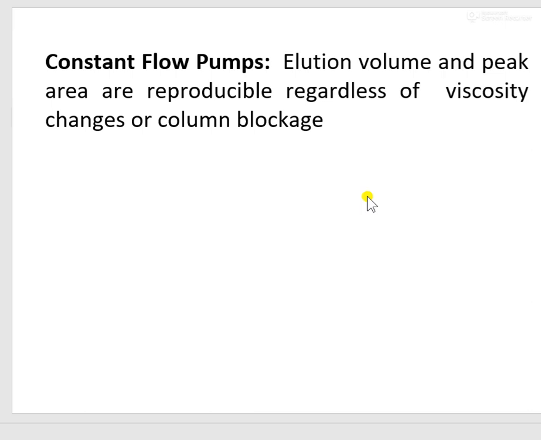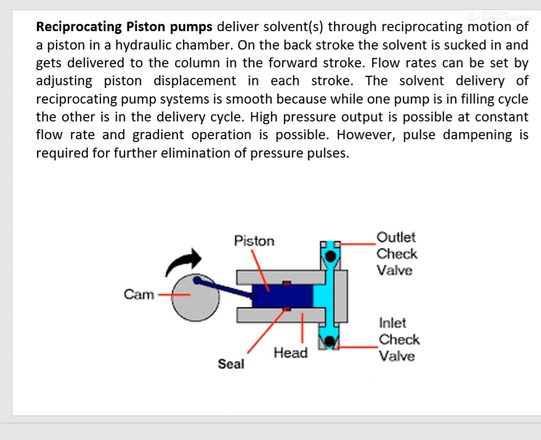With a constant flow pump, the elution volume and peak area are reproducible regardless of viscosity changes or column blockage. It means constant flow pumps are going to deliver at a constant flow regardless of viscosity or any problem in the column. Now one by one we will be learning about all the pumps.